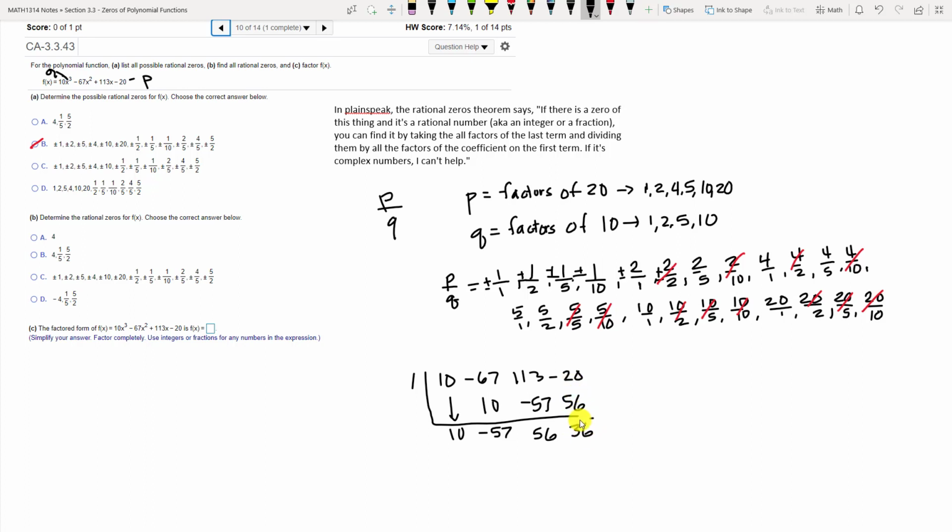And what you want here is that this number needs to be a 0. So since that final number is not 0, that means 1 is not a factor. So what you have to do next is come over here and do synthetic division by negative 1.